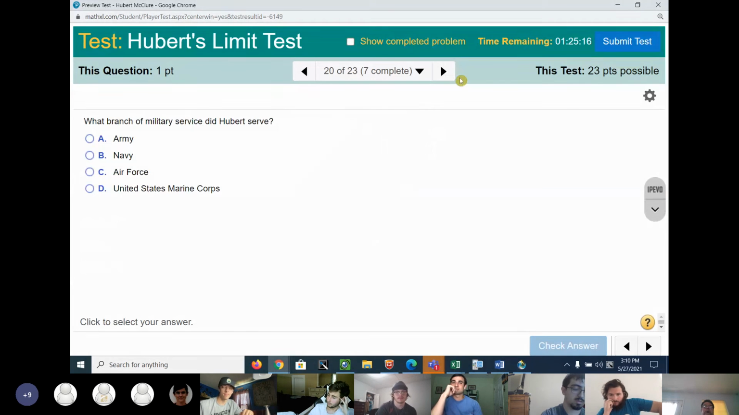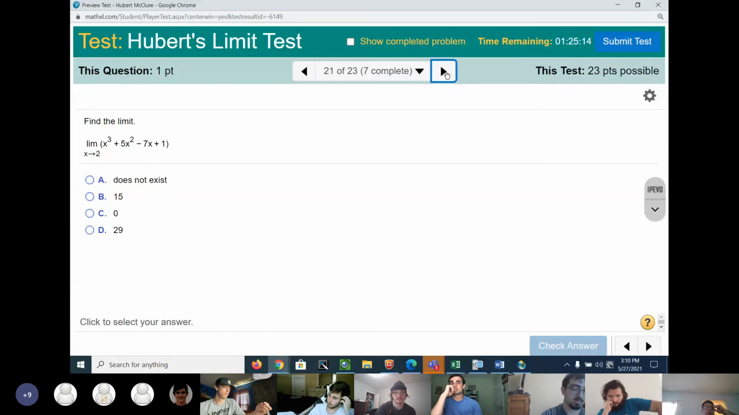And plug and chug. 2 to the third power is 8. 8 plus 20 is 28. 28 minus 14 is 14 plus 1 is 15.